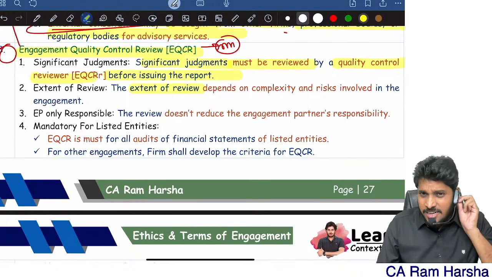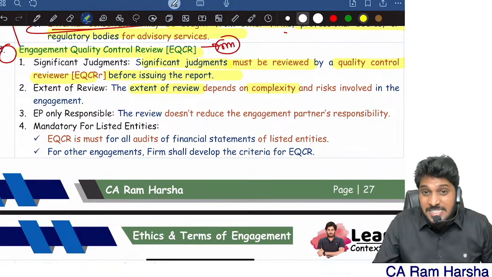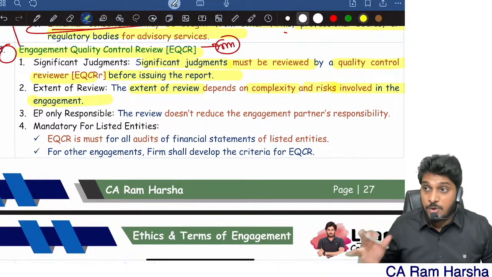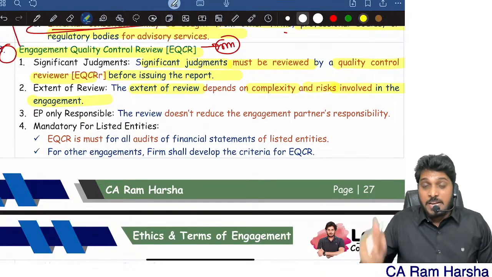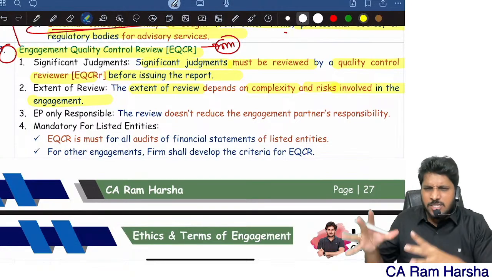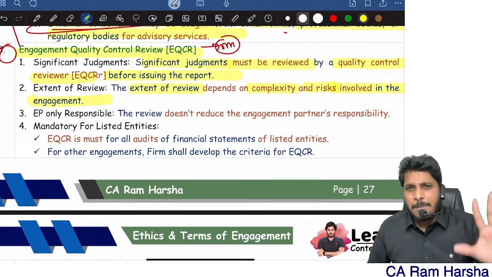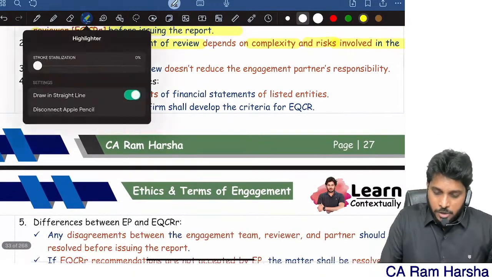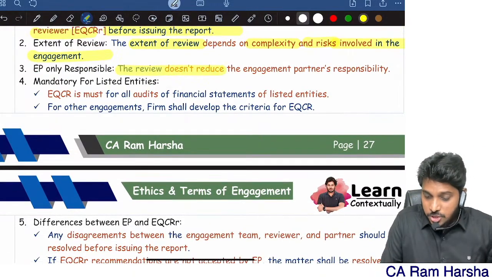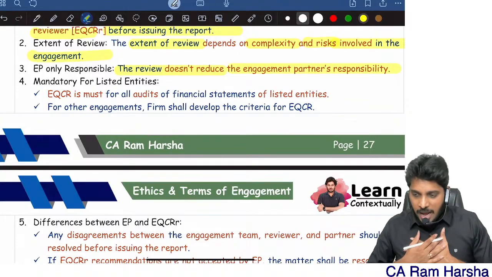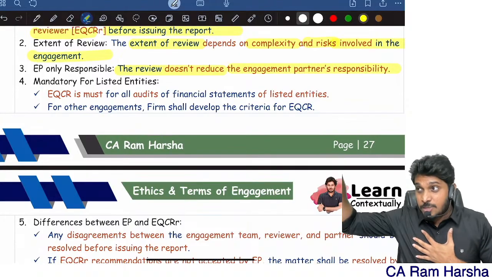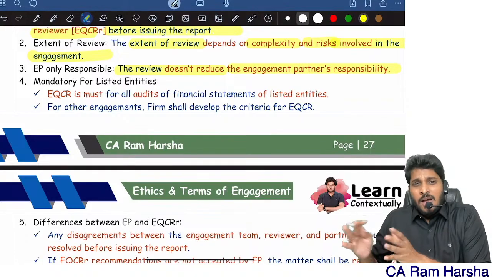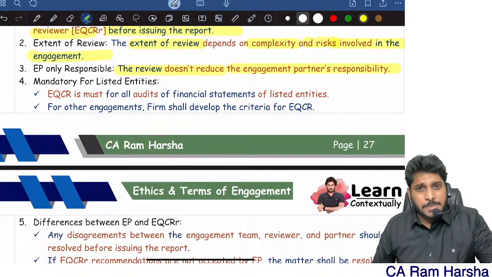Now, to what extent the reviewer will review depends upon the complexity involved and the risk involved in that engagement. In that audit engagement, what is the complexity, what is the risk? Depending upon that, the review will be happening. If the risk is very low, complexity is very low, review might be happening within 2 days. If the risk is high, complexity is high, the review time might increase. Next. Now remember, the review does not reduce the partner's responsibility. I am the one who is signing the audit report ultimately. Just because a reviewer is coming and reviewing, my responsibility will not reduce. This is just like a precaution. Before I give my report, I will ask a reviewer.